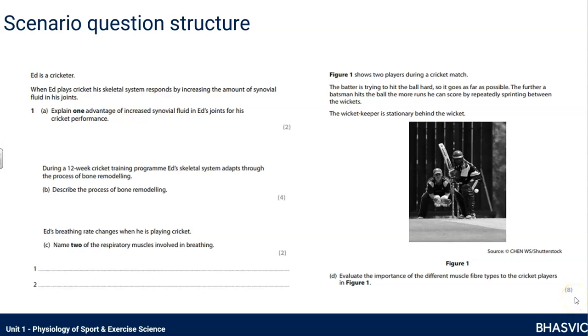So every question will finish with an 8 marker. But you can see they're all orientated around Ed, the cricketer. I guess an important point to make is that the 8 marker was on muscle fibers, because what it shows is these parts are not necessarily on the same body system or the same topic. It could be on any topic in the spec.